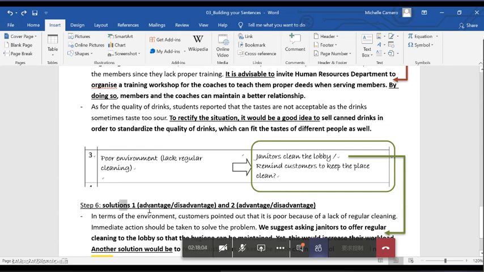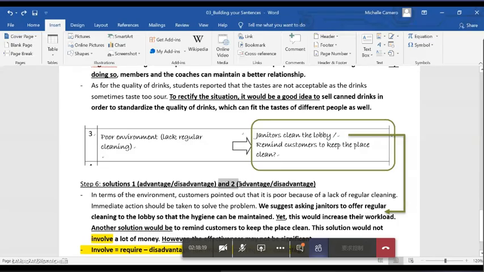And you must give the advantage and disadvantage about solution 1. And you must give the advantage and disadvantage of solution 2. Remember, the advantage and disadvantage are not on the paper. They are added ideas that you must add. Also, when you start introducing solution 2, you're going to use a word like another solution would be to, or you could say alternatively. Do not use the word and, do not use the word also.